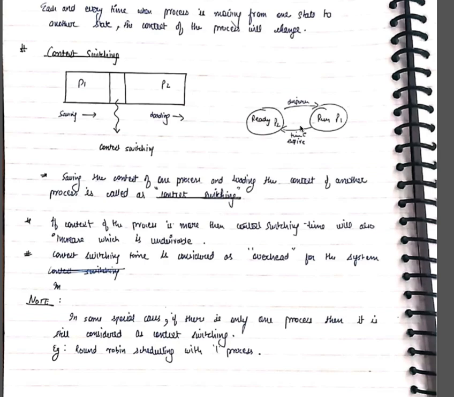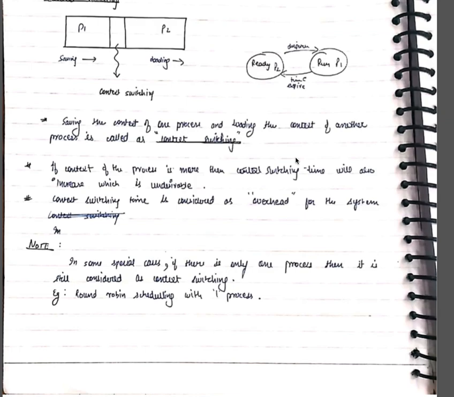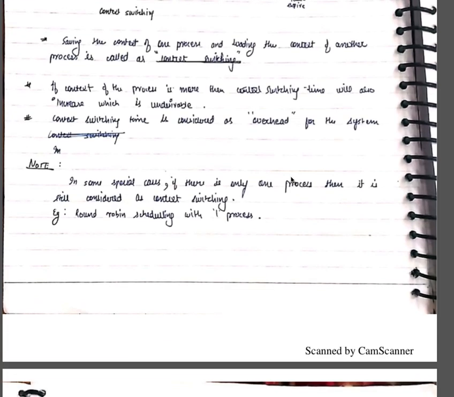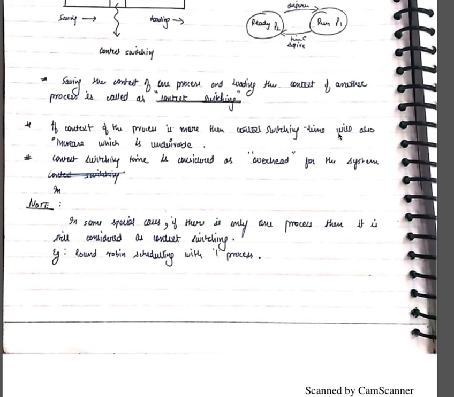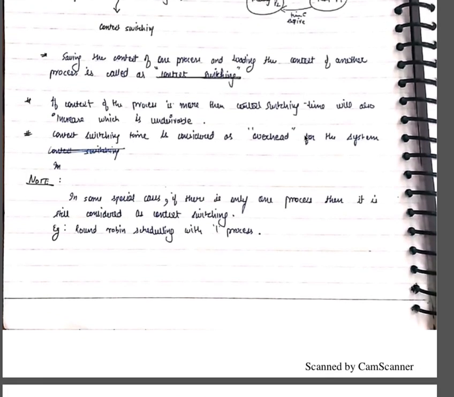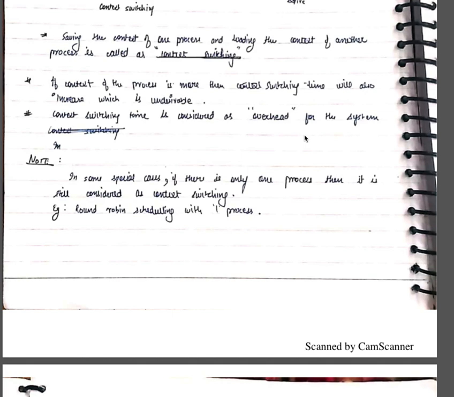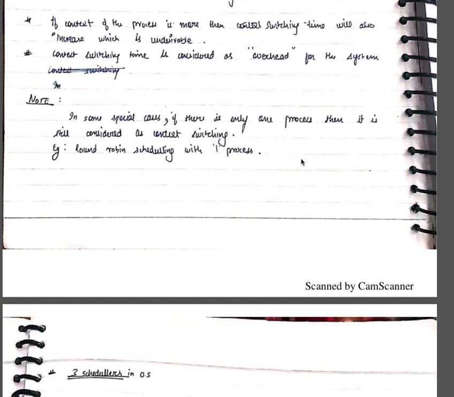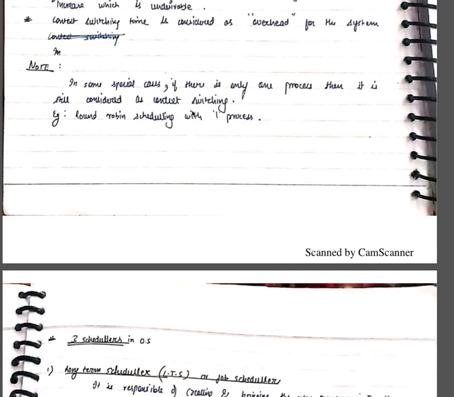Now, if the context of the process, the attributes of the process, are more, then context switching will take more time, which is really undesirable. It is very bad if you're taking a very long time for context switching, because it is simply overhead, right? You're not starting any process in between, you're just saving the context of one process and loading the context of another. So it is a very big overhead for the system, and it is not advisable to have a very big context that takes more time for context switching.